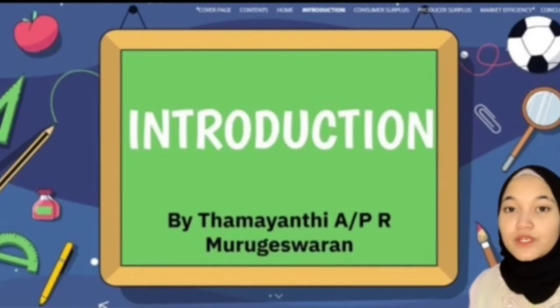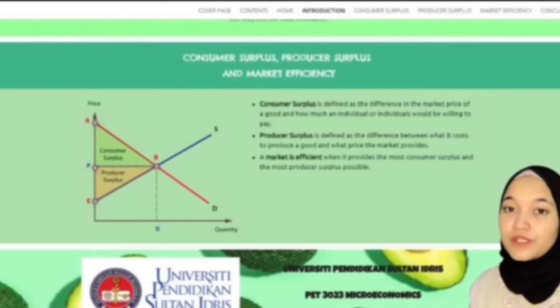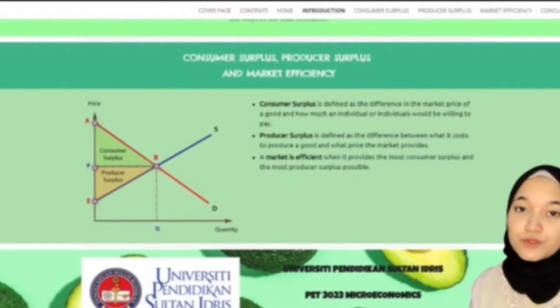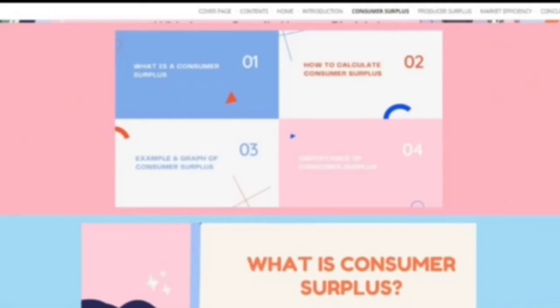In this page, we have some explanation on demand and supply, and also our topic, which is consumer surplus, producer surplus, and market efficiency. Now, I'm going to show the main page of the topic we chose. There are 3 pages of the explanation with points for this topic. Firstly, we are going through consumer surplus.